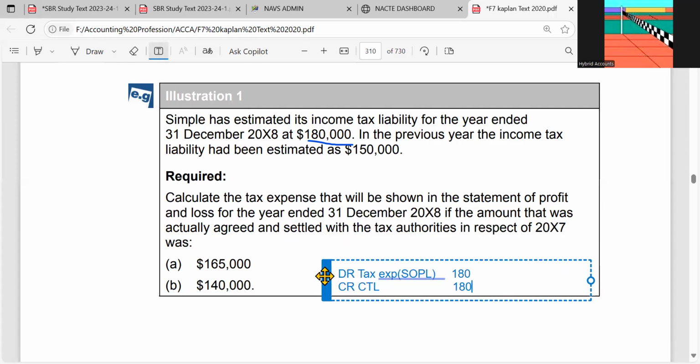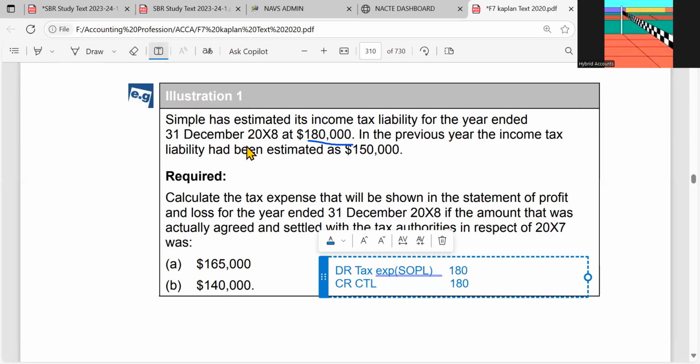But now let's read further explanation. In the previous year, the income tax liability had been estimated at 150. Required: calculate the tax expense that will be shown in the statement of profit or loss for the year ended 31st December 2026, for which the income tax before any adjustment seems to be 180. The amount actually agreed and settled with the tax authorities in respect of 2027 was this one. So for the previous year, the tax was estimated at 150, but what was actually paid was 165.